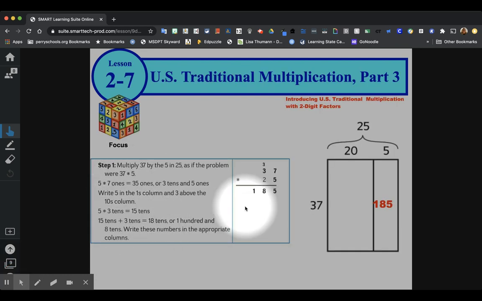The next step here, just to show you, is comparing this to the area model. So we've got 37 times 5 was 185 right there. And we can see that right here is that 185, which is right here.